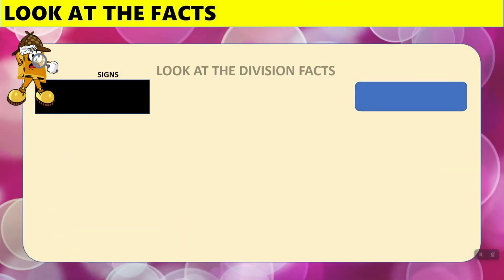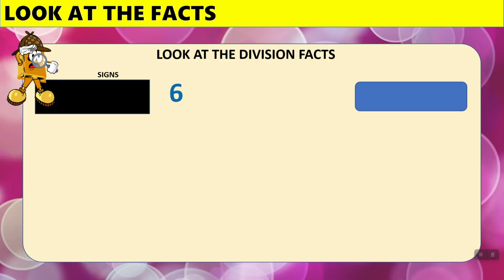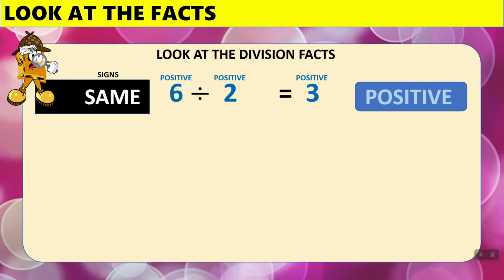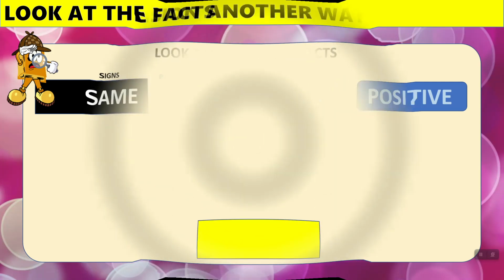And so let's look at the division facts, what we just did. 6 divided by 2 was equal to 3. Both of these are positive in the question, and the answer was also positive. So we can assume when the signs are the same in the question, the answer is also positive. Let's look at the second question. When we had minus 6 divided by minus 2, our answer was 3, positive 3. And again, in the question, minus 6 and minus 2 are negative, and the answer was positive 3.